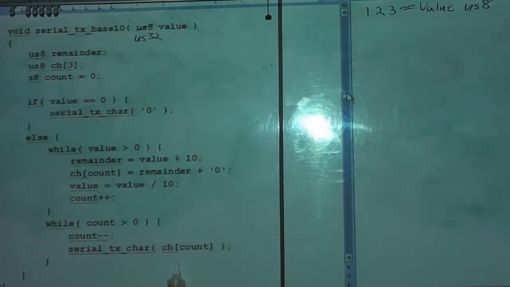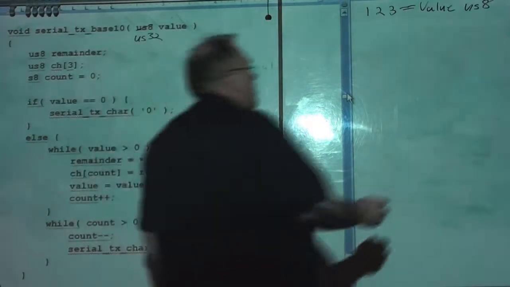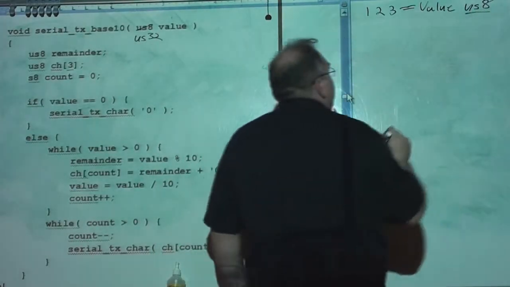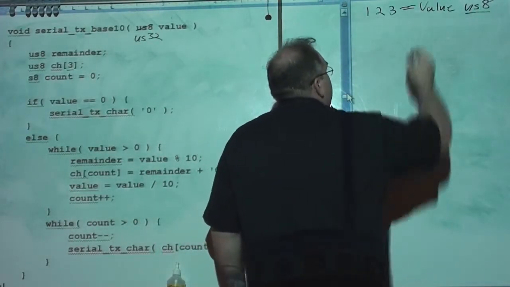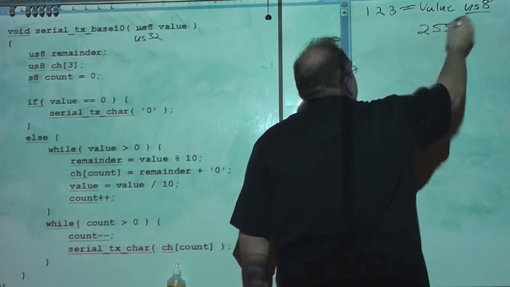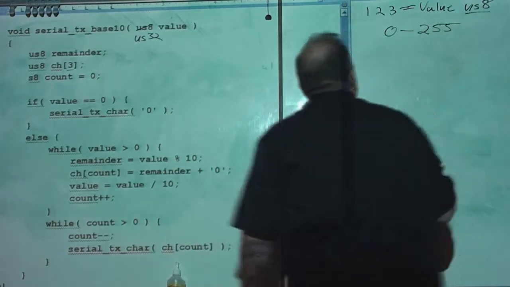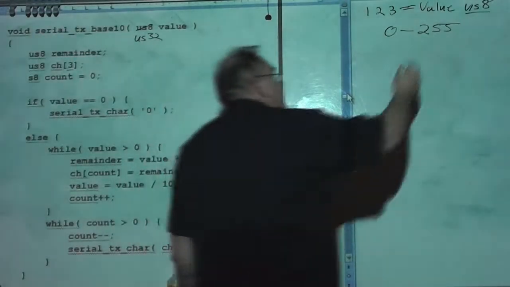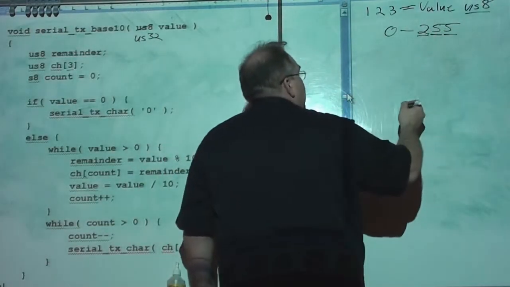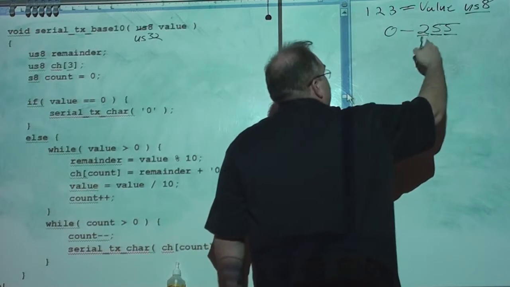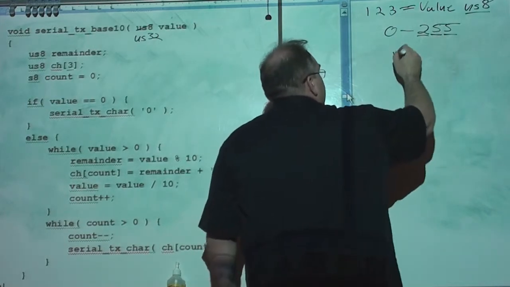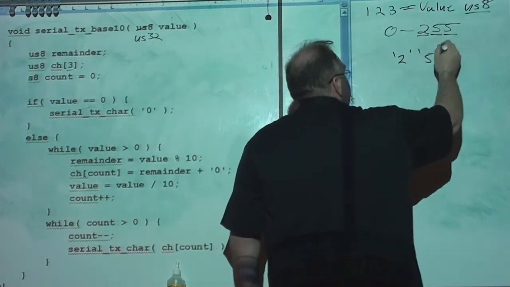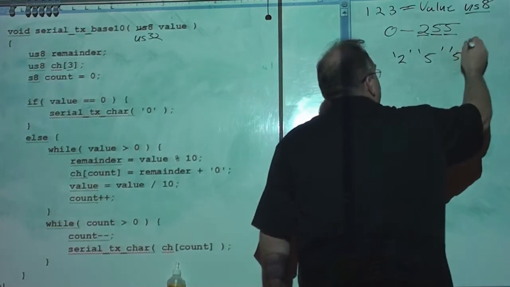Any guesses? Some people have done it. Right. So we have an 8-bit value here, and the largest 8-bit value is 255. So we're going from 0 to 255 for an unsigned 8-bit variable. If our largest value is 255, that means the largest number we're going to print out is only 3 characters long: the number 2, the number 5, and the number 5.